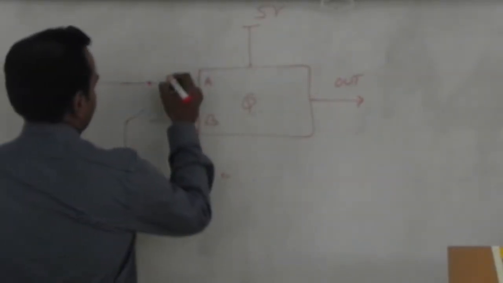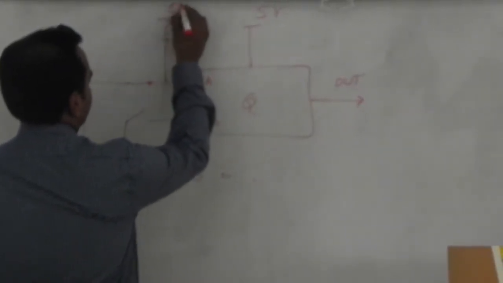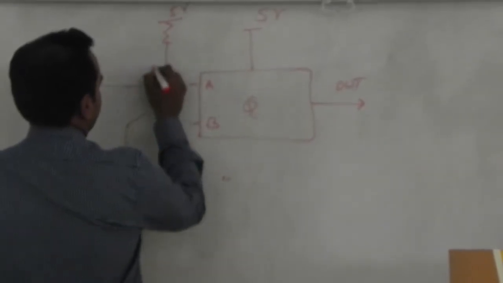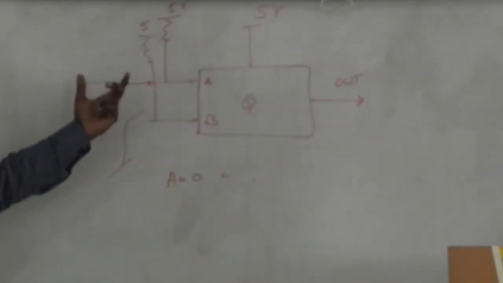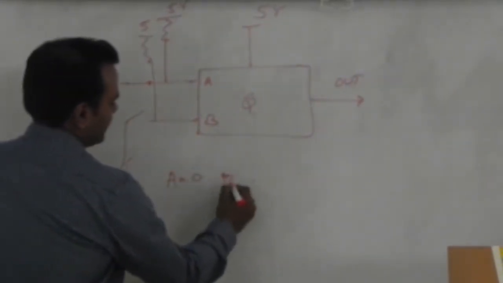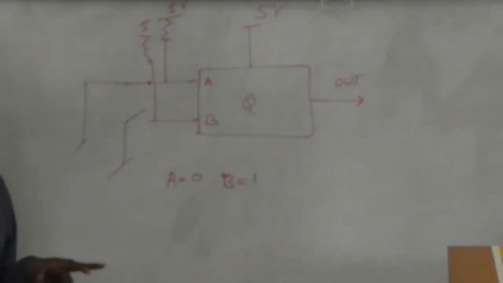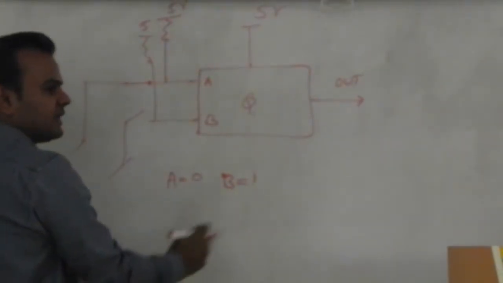Pull up is nothing but you just take a resistor and connect it to 5 volt. Similarly here, this is a pull up system. So what will happen in this case? Even if I don't connect B anywhere, it is by default taken as 1. In case of a pull down system, by default it will be taken as 0.